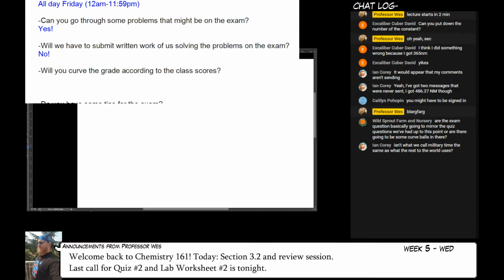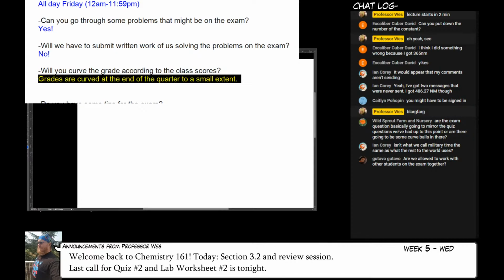Will you curve the grade according to class score? So grades are curved at the end of the quarter, to a small extent. What you all know as curving is actually bad, believe it or not. You do not want me to curve the exam because generally speaking, most people do well, and curving means that I set the average to a C. So if y'all do well and get like 64 out of 75 as the average, that becomes a C. You don't want me to curve the class.